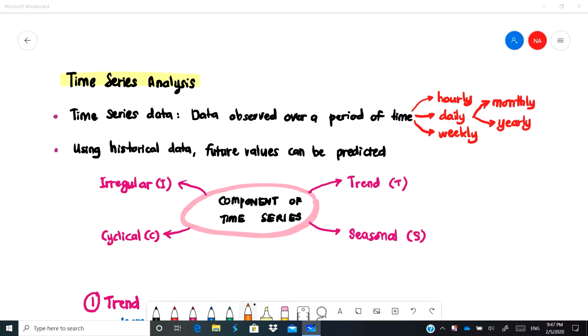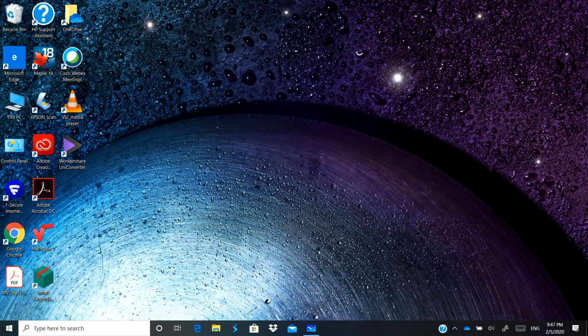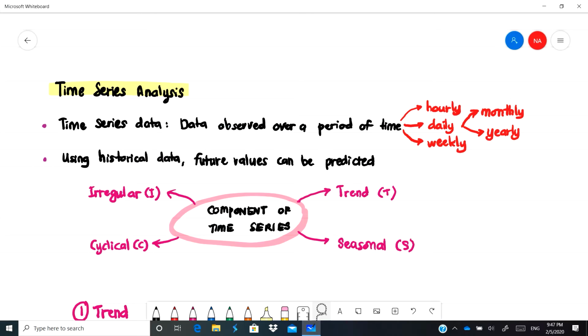Okay, so today we'll look at time series analysis. So what is time series data? Time series data is data which has been observed. We already observed the data over a period of time. The time could be hourly, daily, weekly, monthly, or even yearly.